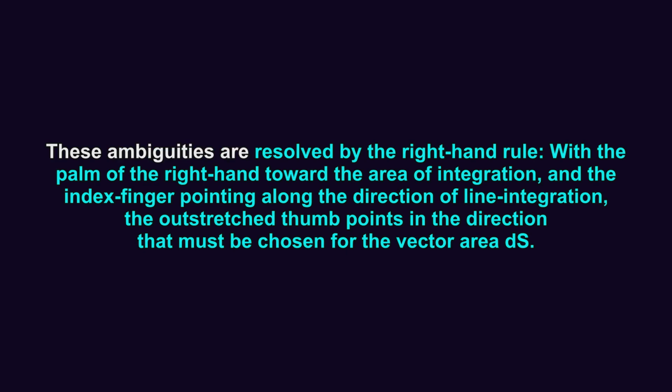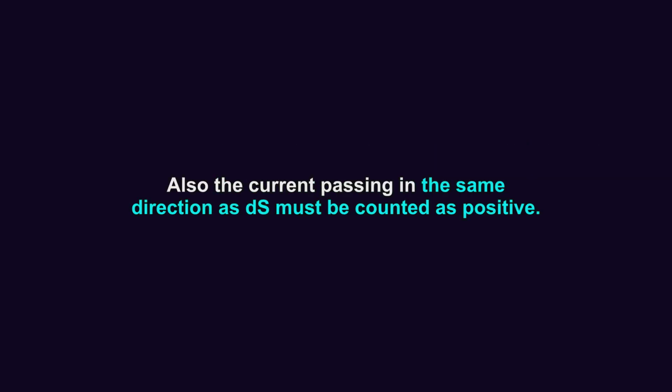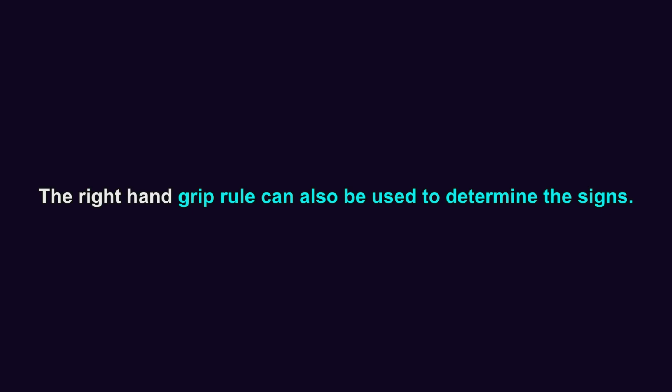These ambiguities are resolved by the right-hand rule, with the palm of the right hand toward the area of integration and the index finger pointing along the direction of line integration. The outstretched thumb points in the direction that must be chosen for the vector area dS. Also, the current passing in the same direction as dS must be counted as positive. The right-hand grip rule can also be used to determine the signs.